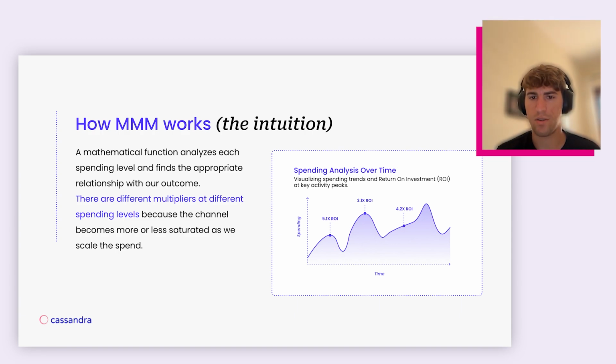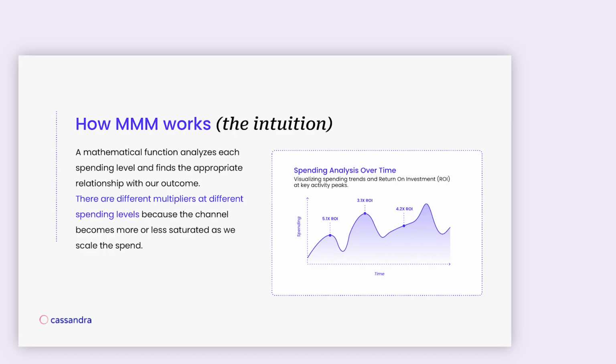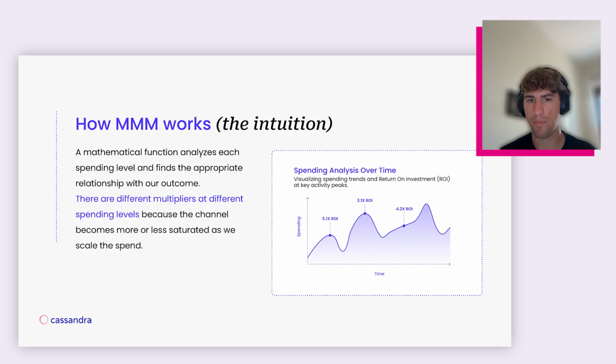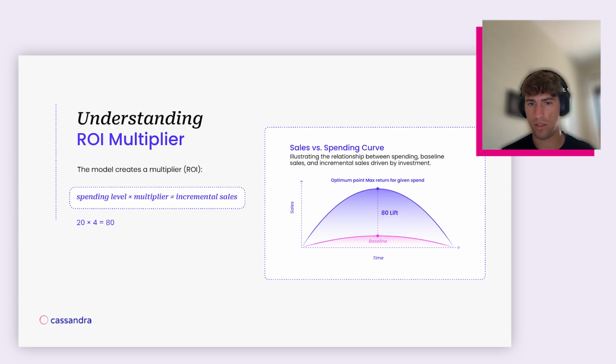To simplify, let's assume we have only one channel, and over the last 2 years, a mathematical function analyzes each spending level and finds the appropriate relationship with your outcome. In other words, the model creates a multiplier that in our case is the ROI. So we spent X and we got Y, we spent Z and we got W. Now, why are there different multipliers at different spending levels? Just because the channel becomes more or less saturated as we scale the spend. So spending level times multiplier equals incremental sales.